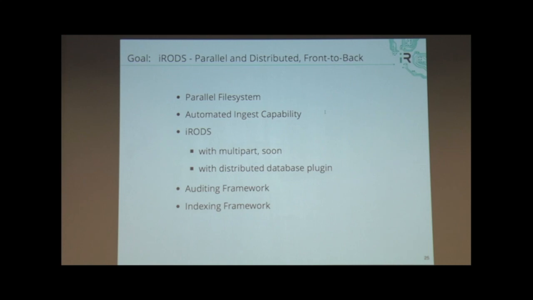Okay, so the key here is for performance, we wanted to make everything parallel front to back. Obviously, we have a parallel file system. In iRODS, we have multi-part data transfers coming very soon, which can allow you to transfer files in parallel. We now have plugins for distributed databases, specifically Cockroach DB. And we also have the auditing and indexing framework.